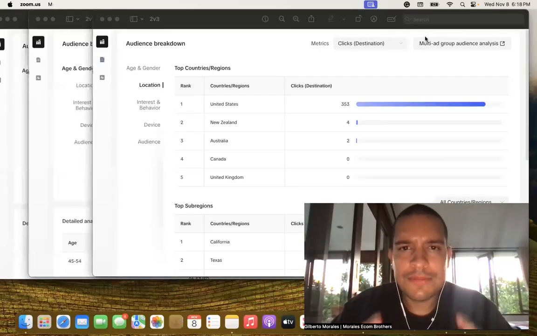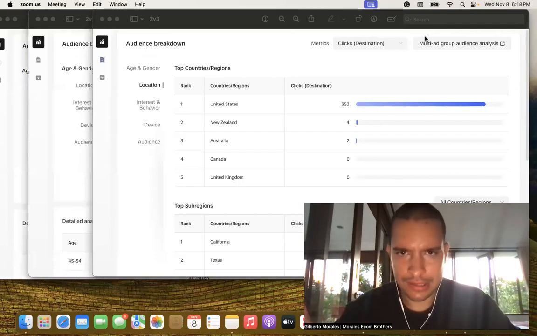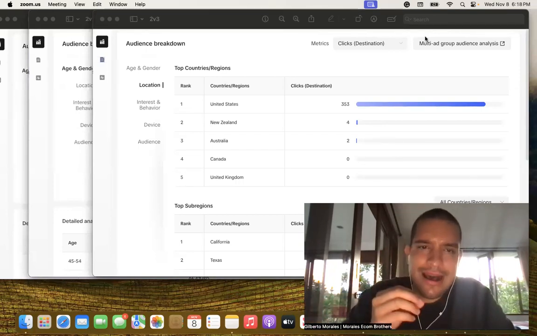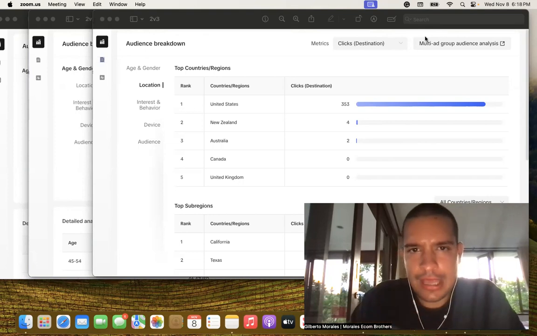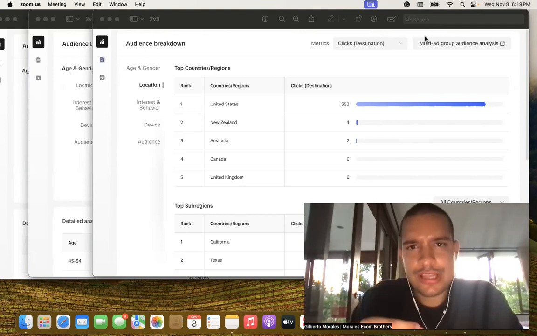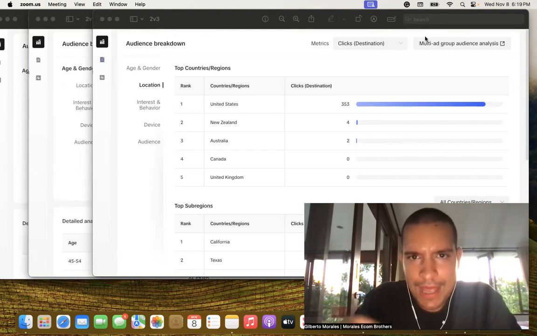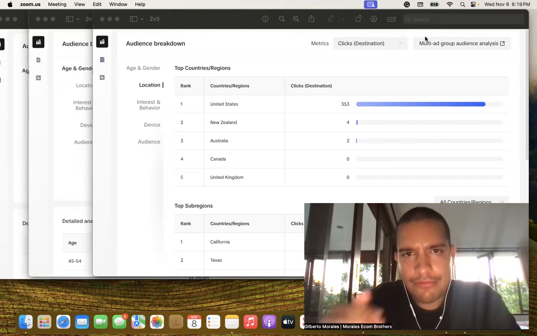What are the most important metrics that you need to look for when you're trying to scale your ads? A lot of people tell me when they're running ads, they don't know what to do when they're scaling. They just think they need to raise the budget and that's it. You need to understand that you need to do a lot of optimization.